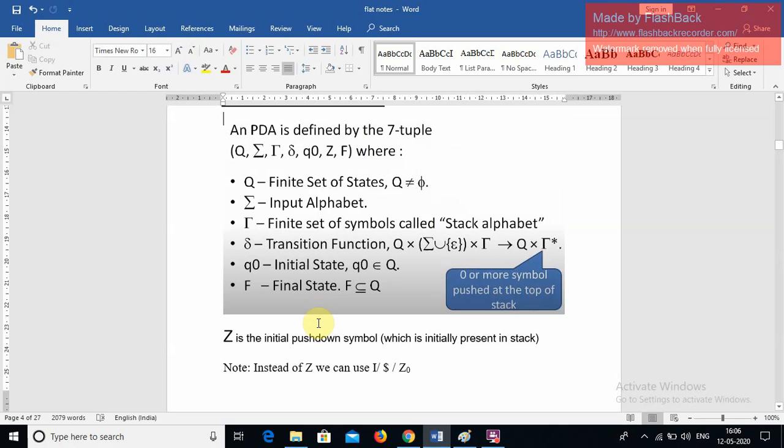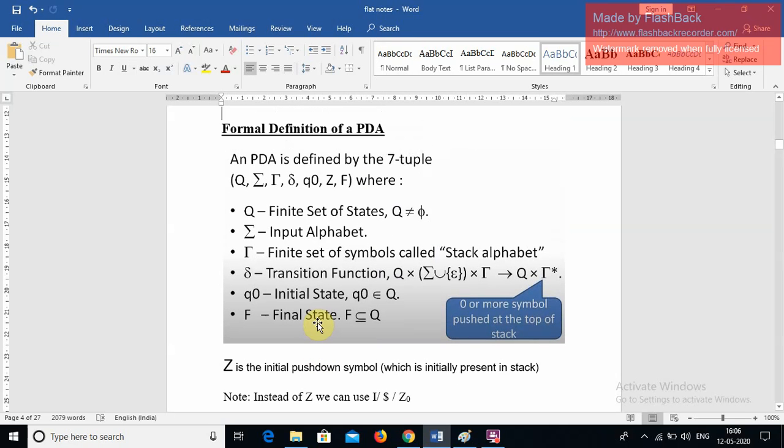Okay, so let's go with the formal definition of PDA. You already know a machine format consists of a set of tuples. In FA we also discussed 5 tuples. Here, 7 tuples exist in the PDA formal definition, the mathematical notation. That is Q, sigma, tau, delta, q naught, z, F. So we'll see them one by one.